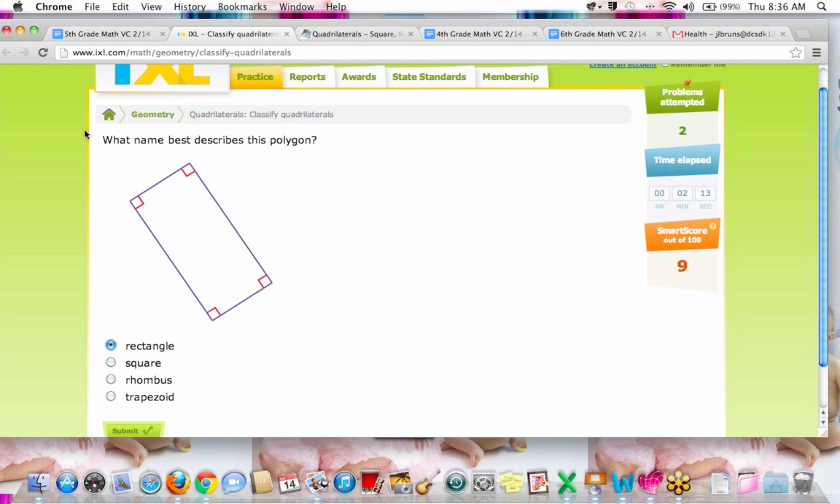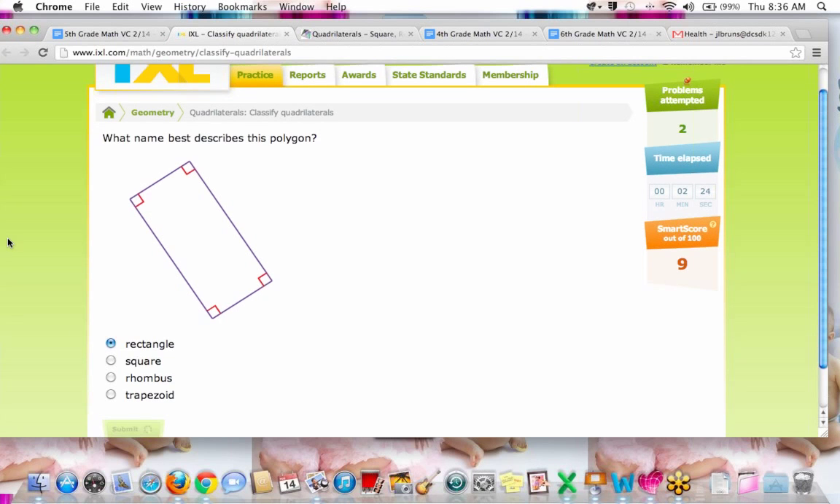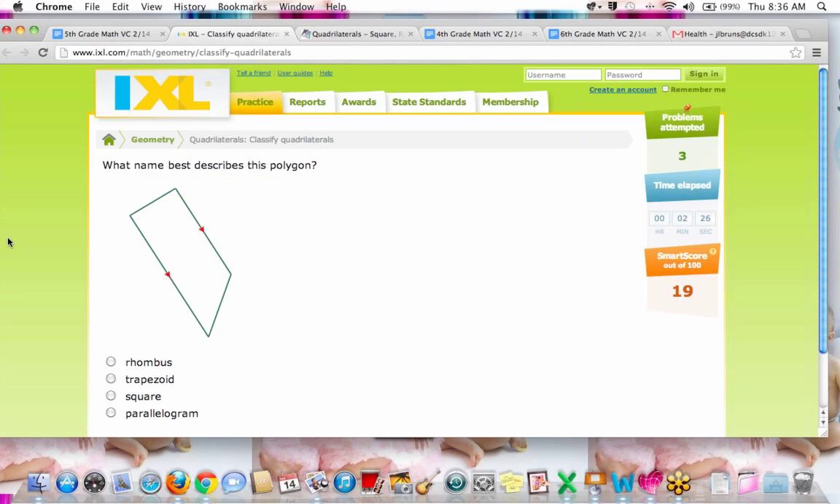Very good. Now we're looking at a rectangle. The difference here is that in the rectangle, these angles are 90-degree angles in the corners. So that's what makes it a rectangle. Okay, so those are kind of hard, distinguishing between parallelograms and rectangles.